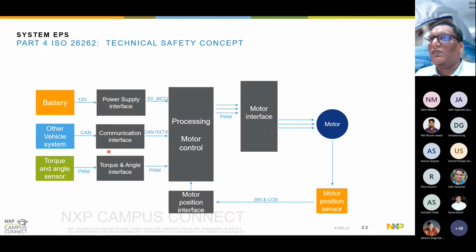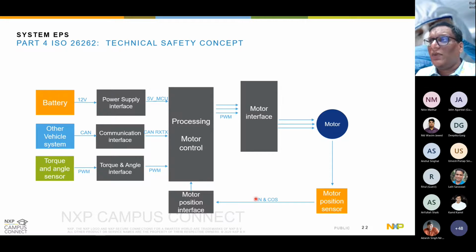And then we have the power supply, the communication interface, the torque and angle, and the motor position sensor. So this is again a system which is driving PWM here, and then motor interface. I think I already talked about this. So this is getting sensor position and so on. So this is the overall picture of the function.